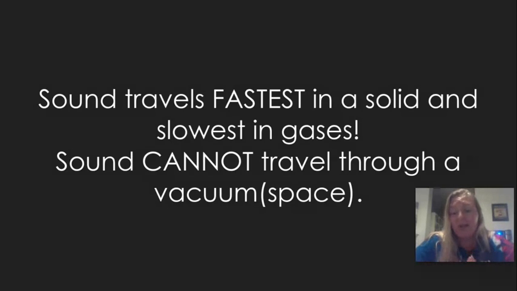Sound needs those molecules to travel, and the closer together the molecules are, the faster they can transmit that sound. So in something like metal or glass, sound's going to travel super, super, super fast. And then sound's going to travel a lot slower in things like gases, because those molecules are further apart. It takes longer for them to hit each other.